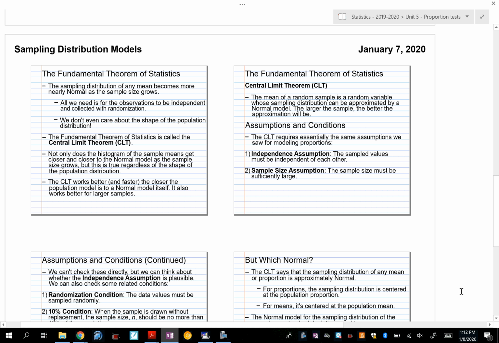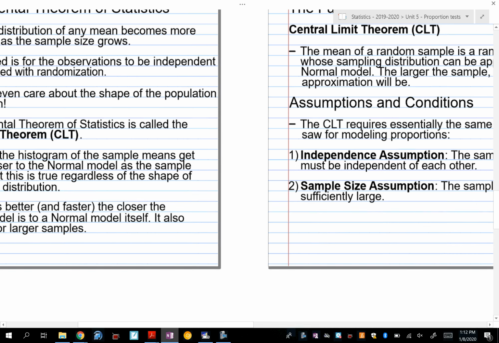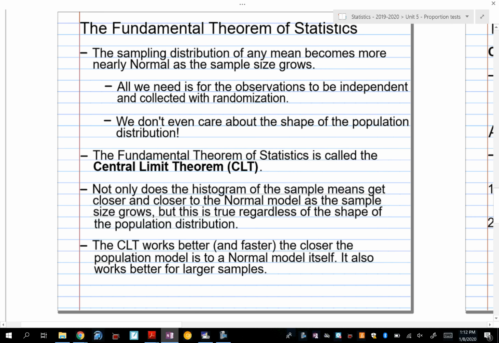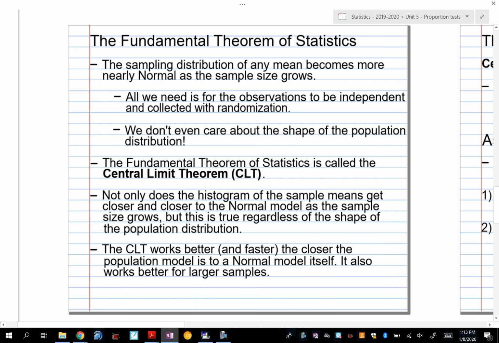All right, so we are here with our HonorStat students to talk about sampling distribution models for means, continuing our work that we started yesterday about these sampling distribution models. So in this slide, I introduced to you the fundamental theorem of the class you're taking. All right, it's called the central limit theorem.